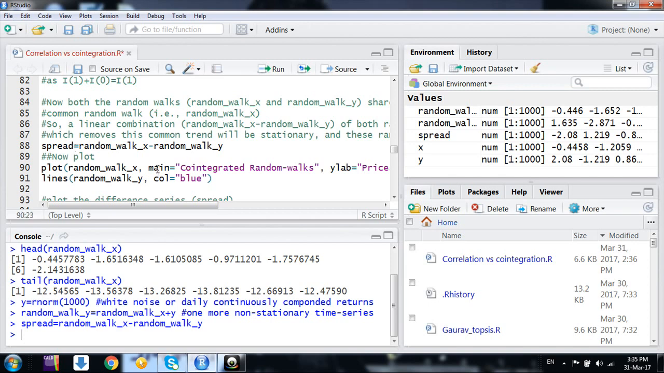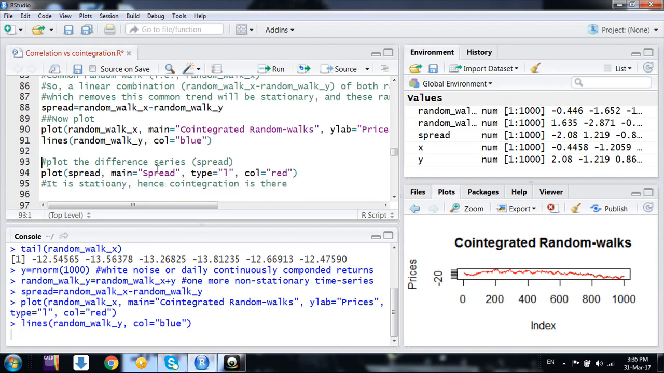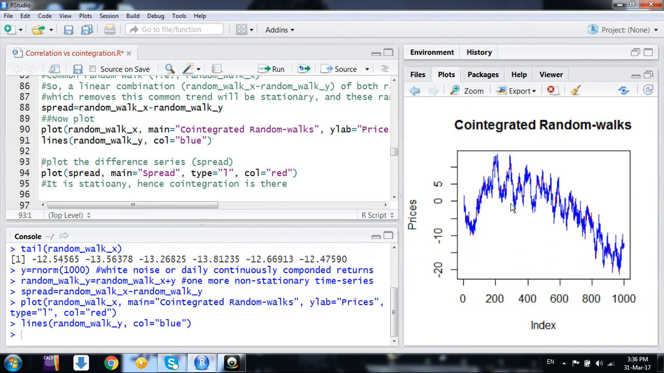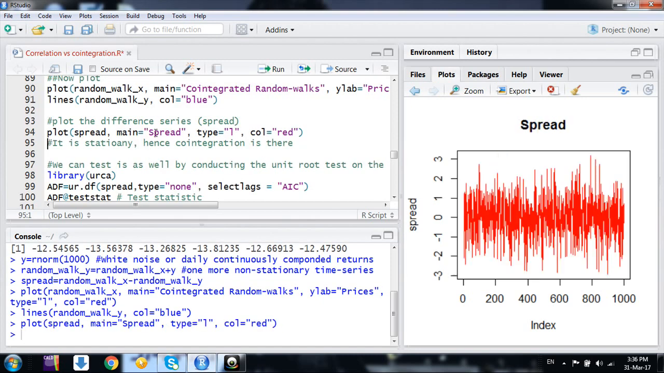We can also see the co-integration from the graph by plotting it using the plot and lines commands. Just see it clearly here. We can see the prices are moving together. If we plot the spread, we see it is stationary over time. So now we can say both series are non-stationary and co-integrated.